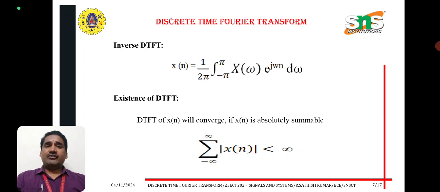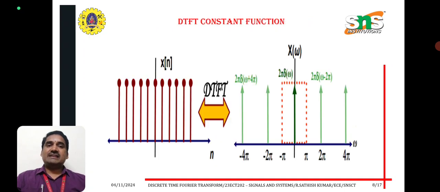Existence of DTFT: the DTFT of x of n will converge if x of n is absolutely summable, that is, summation n is equal to minus infinity to plus infinity modulus of x of n should be less than infinity. Next one, this is the DTFT of a constant function. This x of n is already given in terms of a discrete time signal.